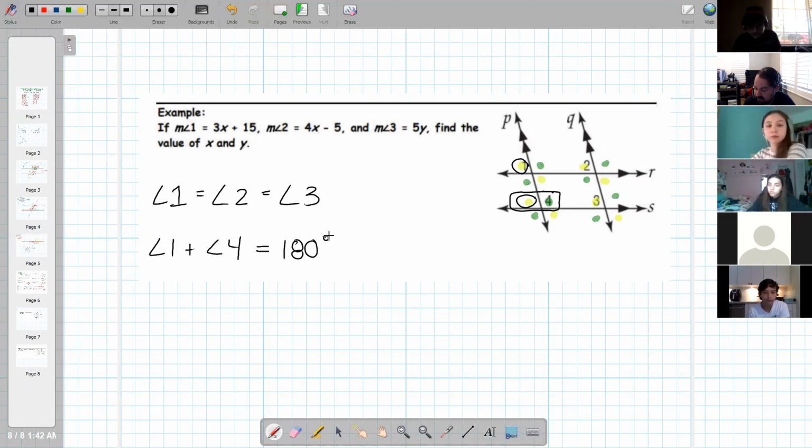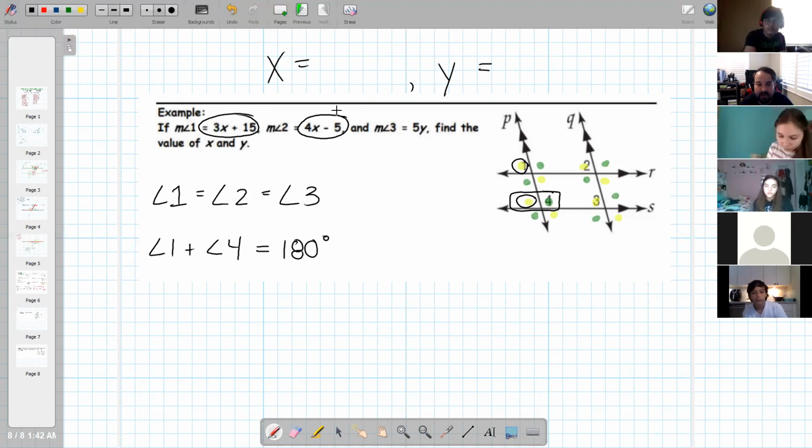Okay, so let's start working this out. What we want to figure out by the end of this is what is x equal to and what is y equal to. So we know the measure of angle 1 is this, and the measure of angle 2 is this. But what do we know about angle 1 and angle 2? What did we already figure out about them?